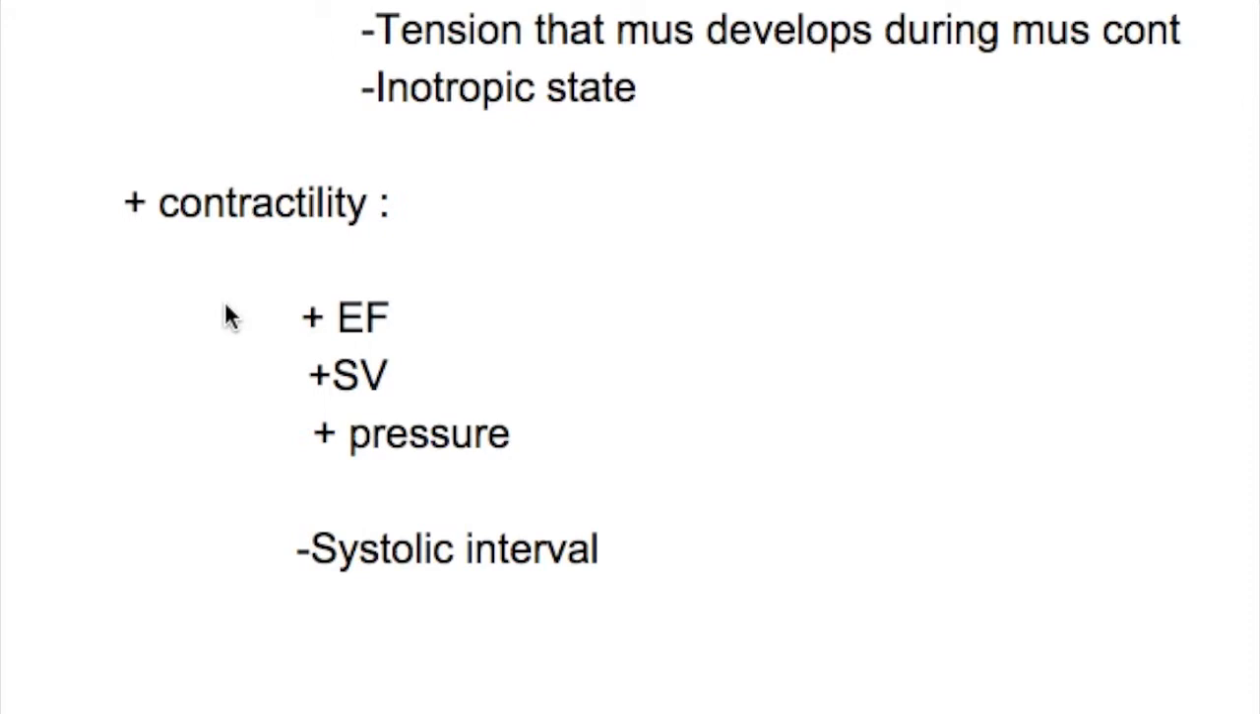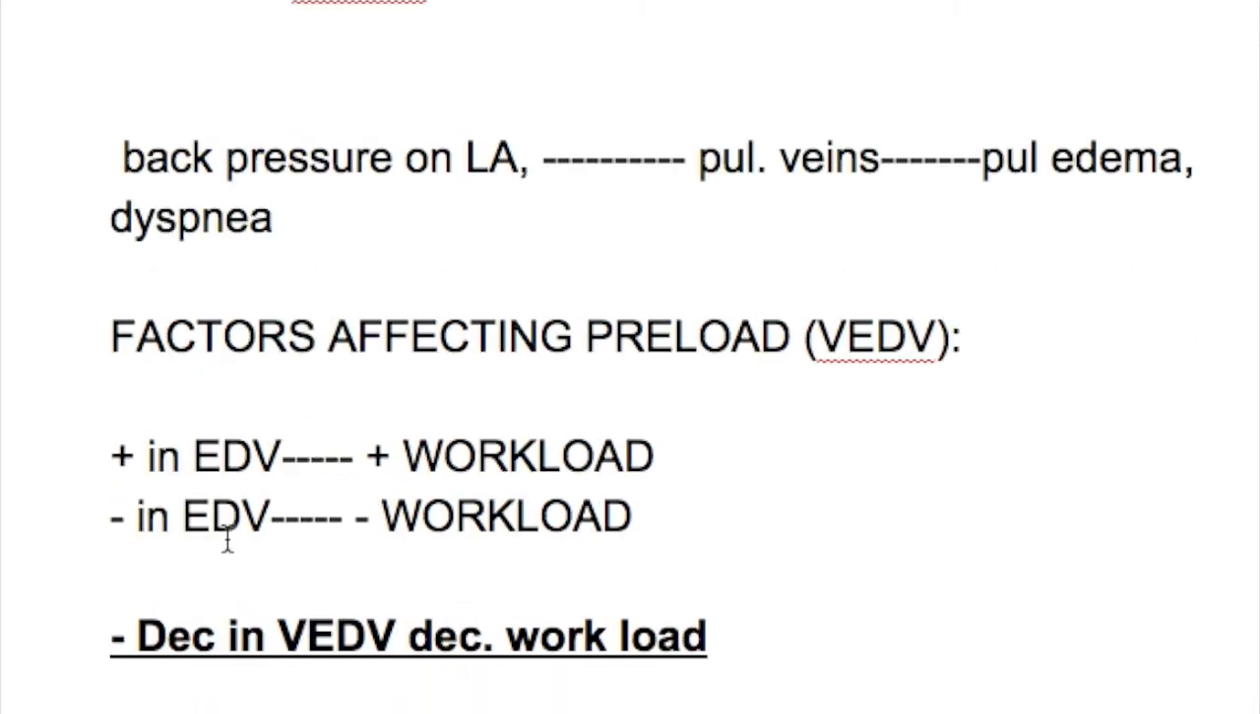What are the cardiac parameters if the contractility increased? Number one, there is an increase in ejection fraction. There is an increase in stroke volume. An increase in end diastolic volume increases the preload, right? And so it increases the workload. And a decrease in end diastolic volume decreases the preload and decreases the workload.